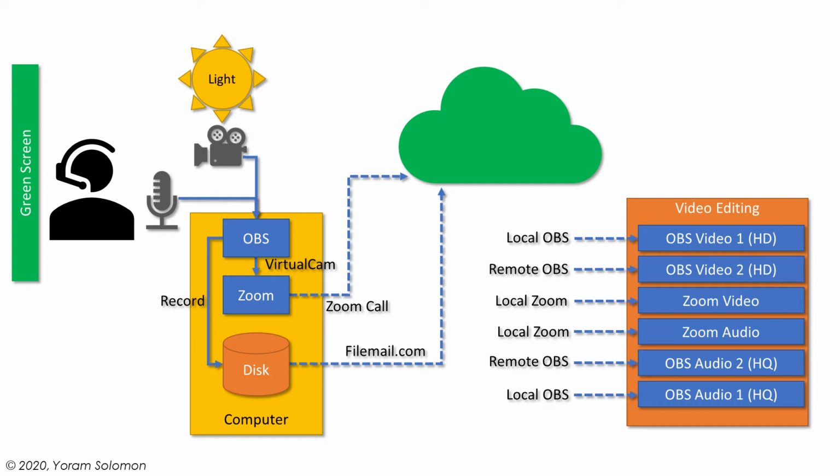On the right side, what I'm showing you is essentially what this is going to look like on the video editing software. You're going to have the Zoom video and the Zoom audio from the local Zoom recording. You're going to have OBS video, let's just call it 1, and 1 might be the local one, and audio 1, high quality and high definition respectively. You're going to have OBS video 2 and audio 2 from the remote site. Those are the files that were sent through file mail.